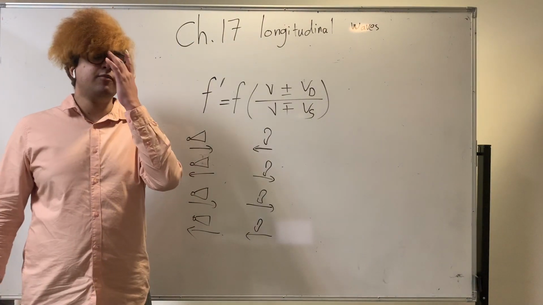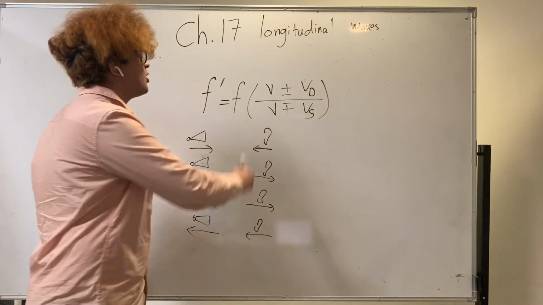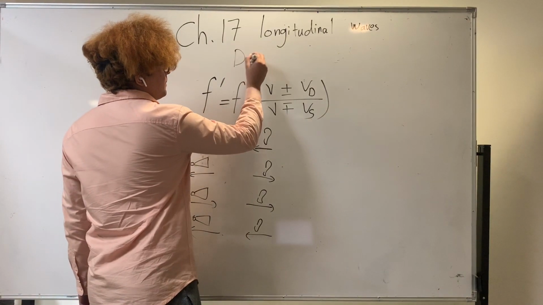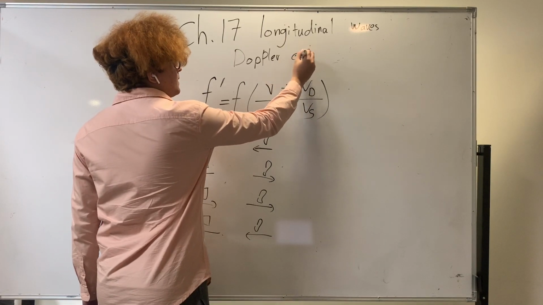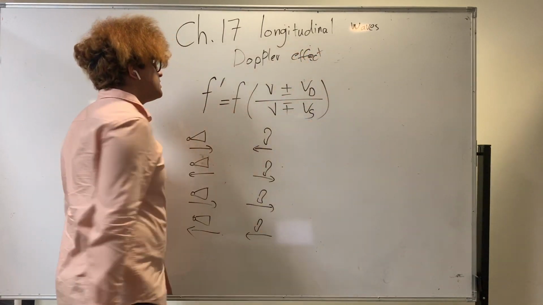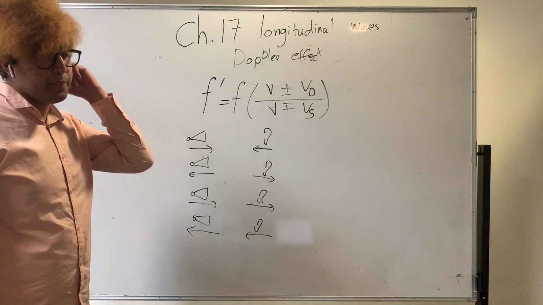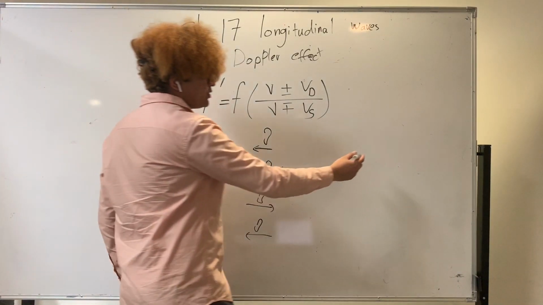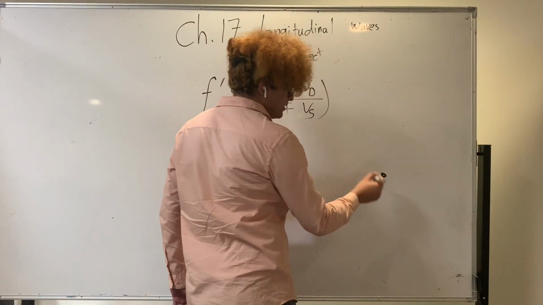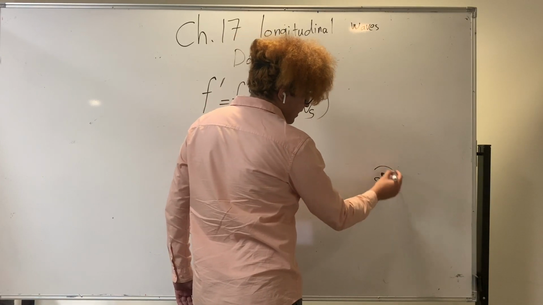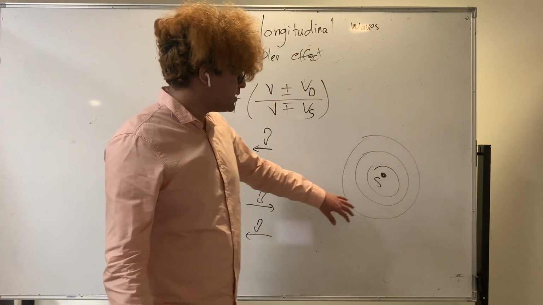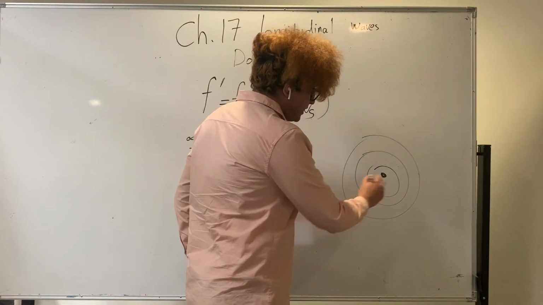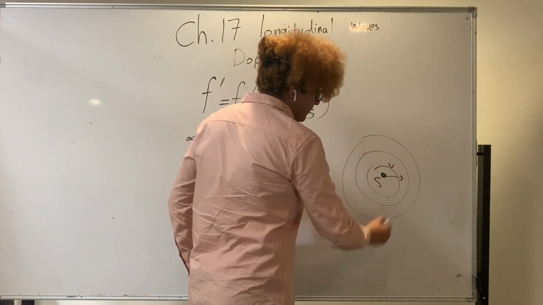All right, so a very important concept in this chapter is called the Doppler effect. And what does this say? Like, what does this effect say? So if we have a moving source of sound, like imagine that this is a source of sound, and the source is emitting sound waves in this frequency. Imagine that it has a velocity to the right.